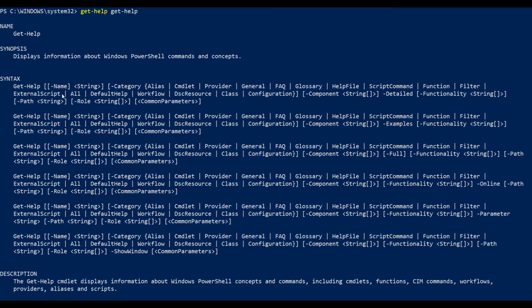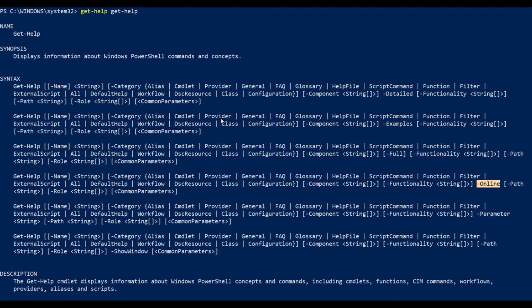If you observe the parameters of the first syntax, it contains detailed as the parameter, and in the second syntax it is replaced with examples, and in the third syntax it is replaced with full, and in the fourth syntax it is online. The rest of the parameters are the same. So that is how it is actually used. A parameter set is a combination of parameters for that cmdlet with which you can actually get the desired output.